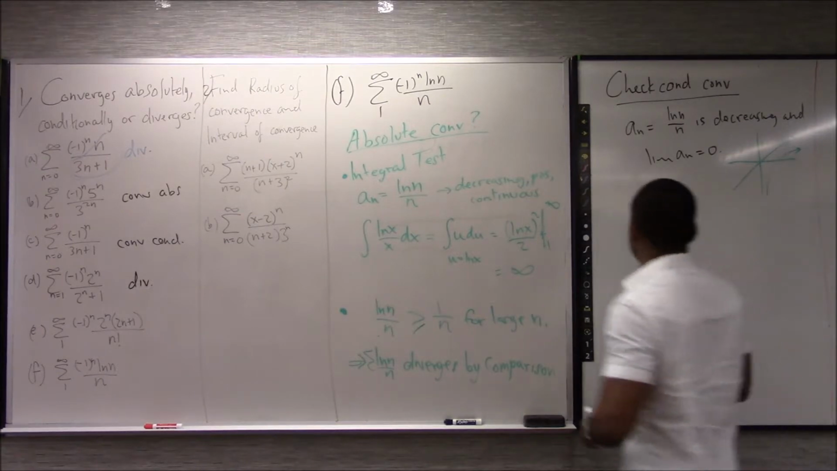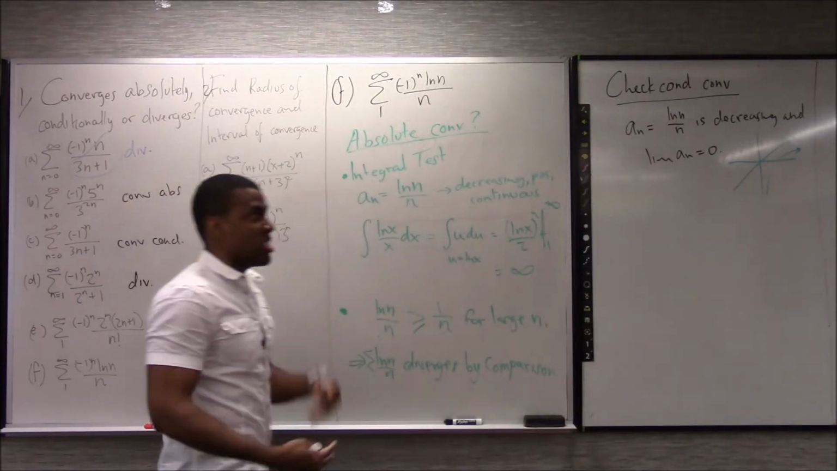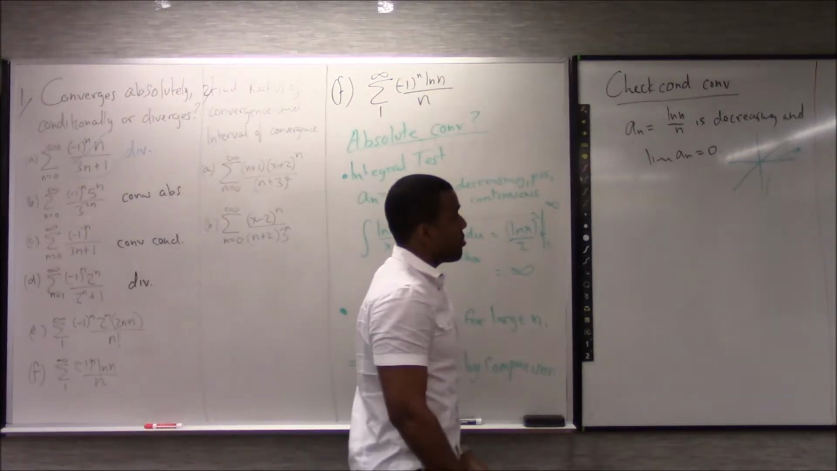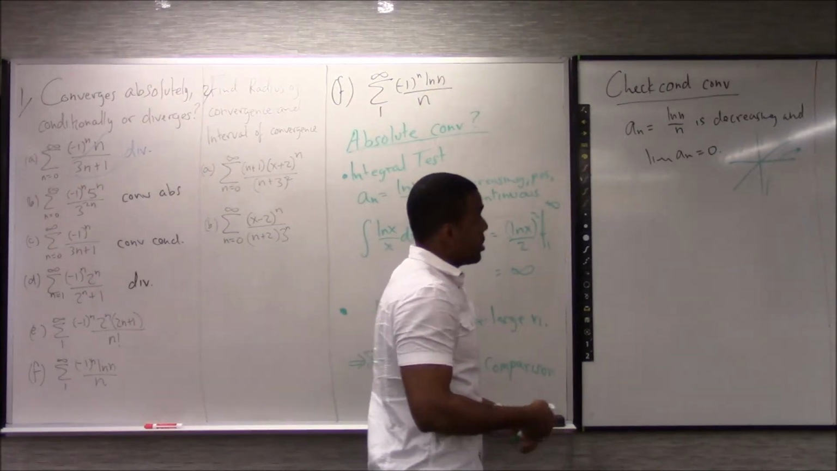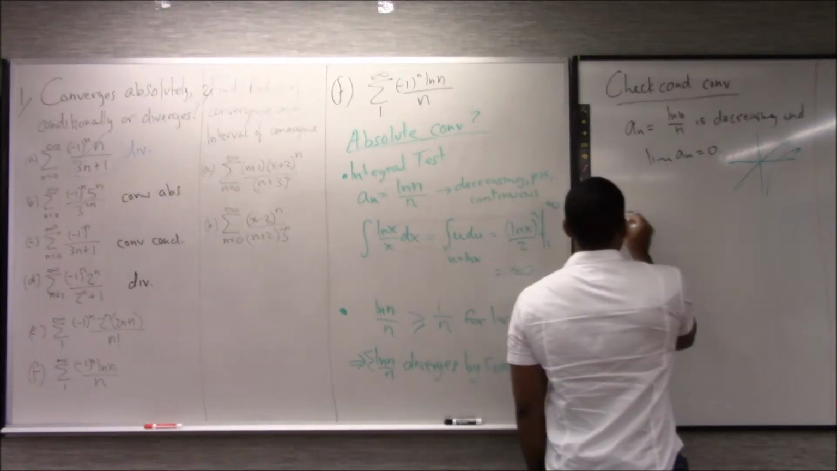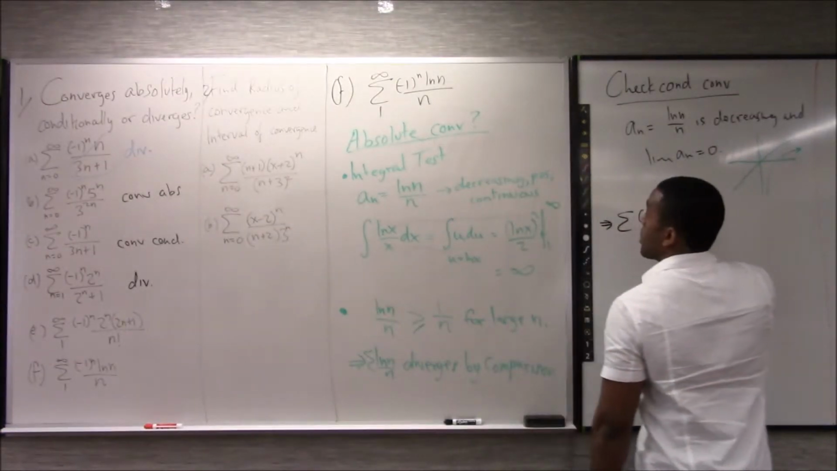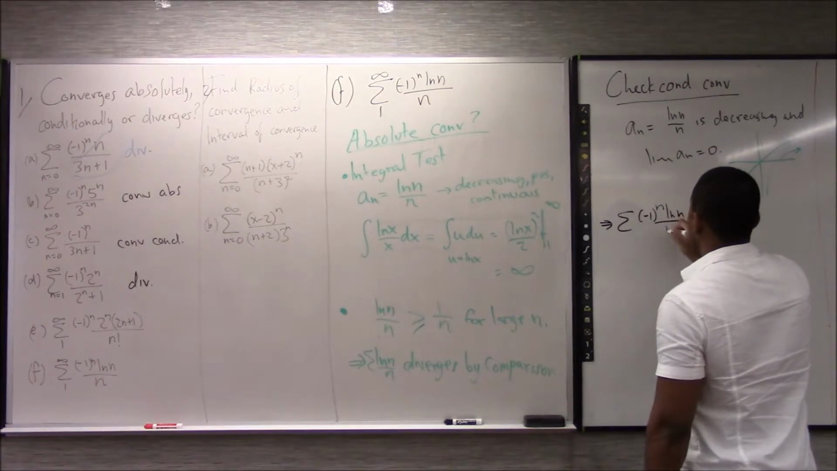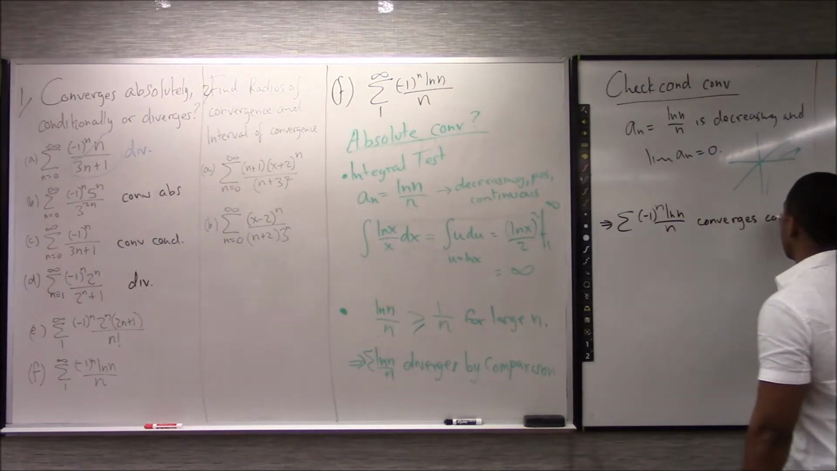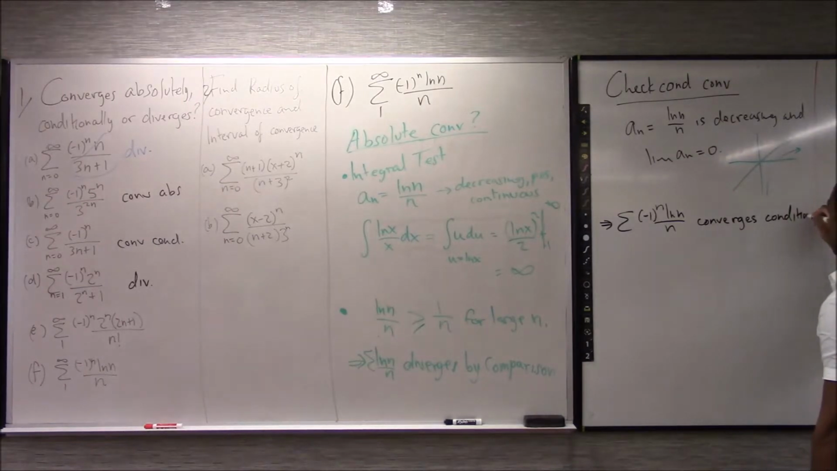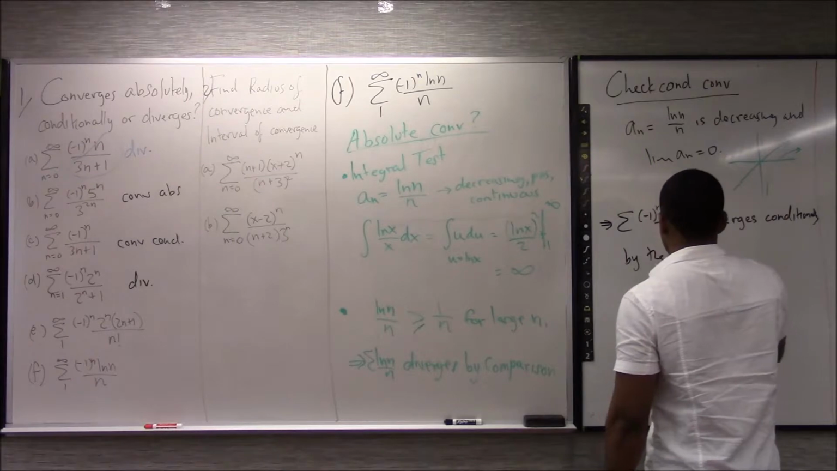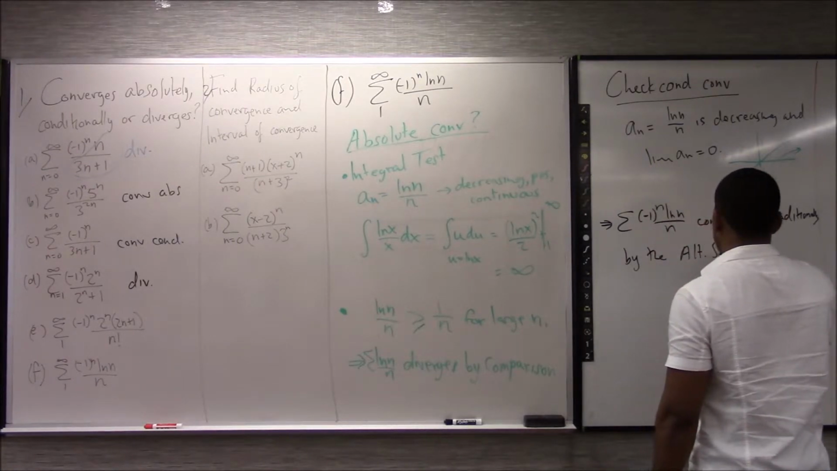Pretty much all the time. So the fact that it's decreasing because the denominator is growing a lot faster than the numerator is something you could verify in tons of ways. But once it's decreasing and the limit is 0, this means that the series of ln n over n converges conditionally, by the alternating series test.